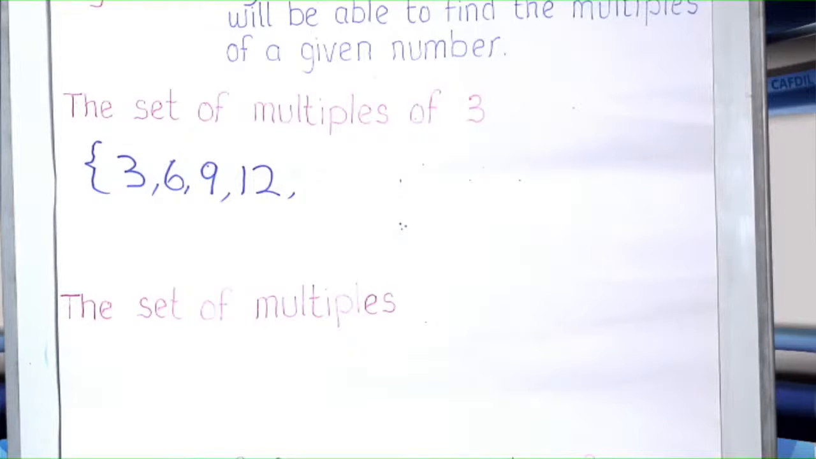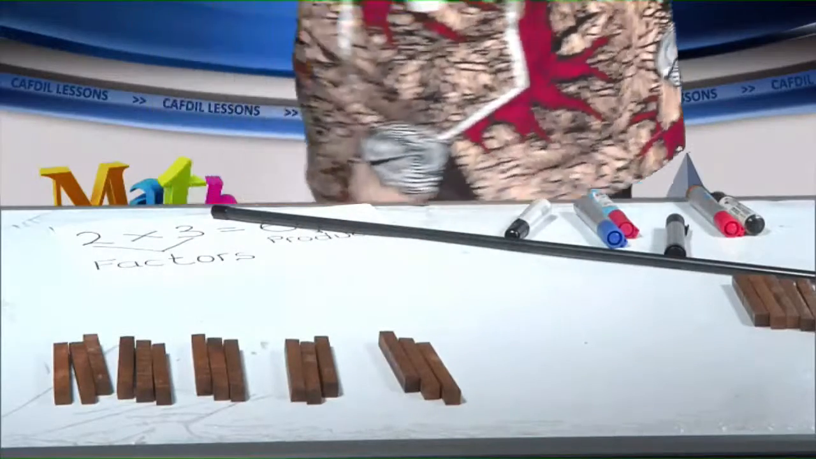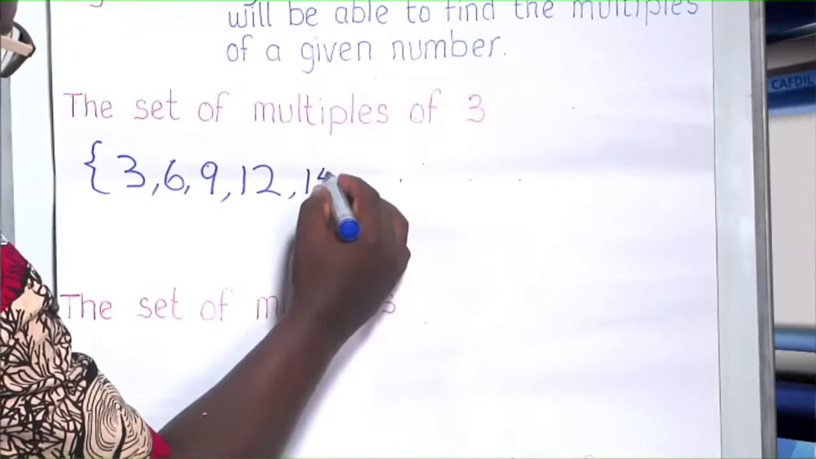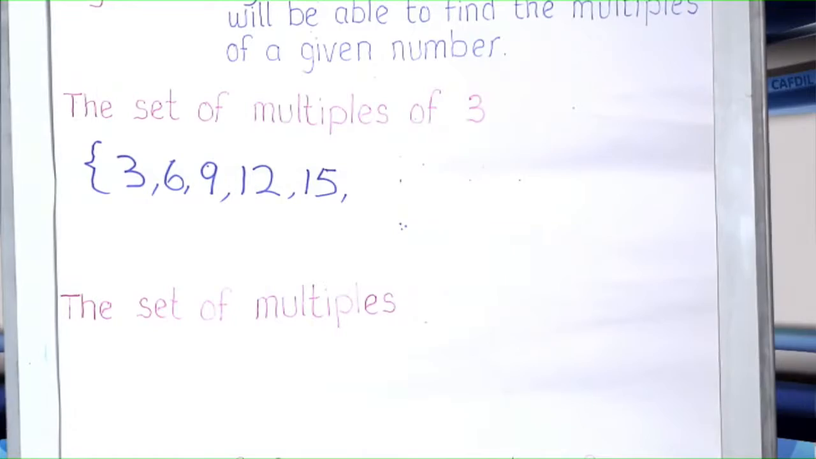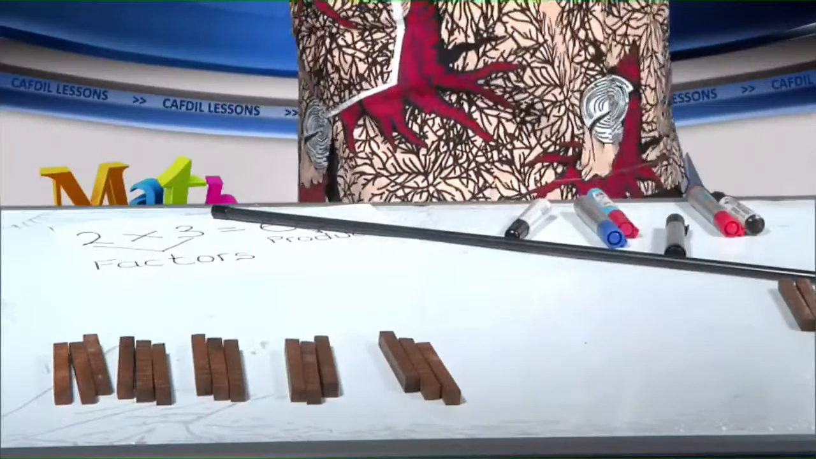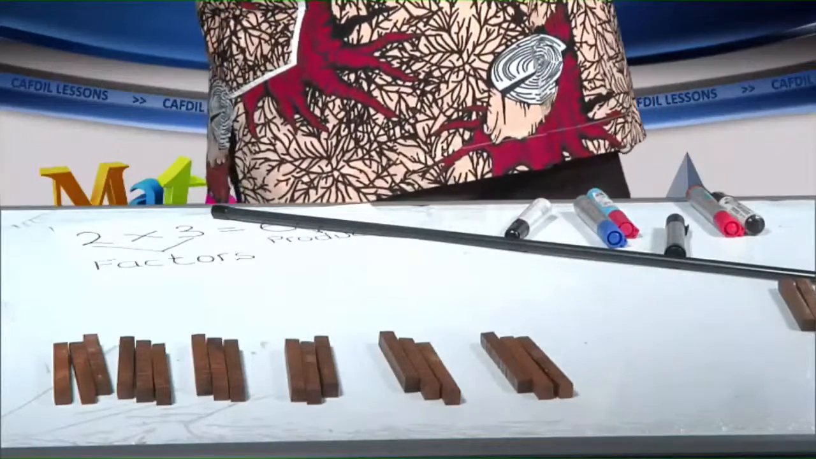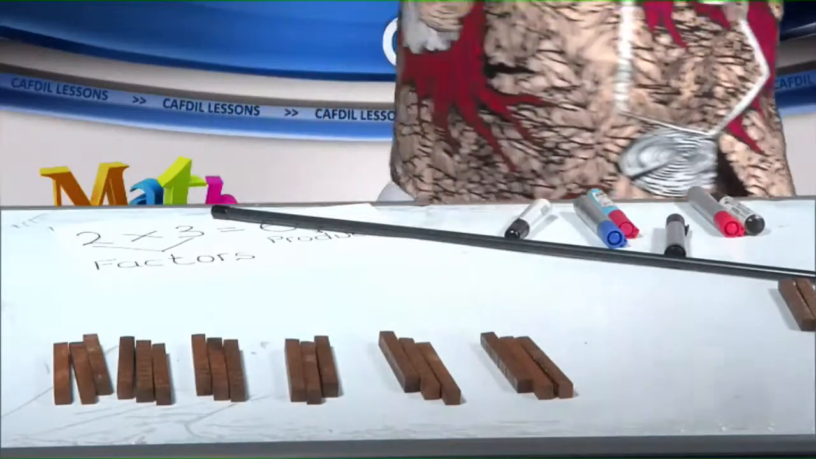Then I want to add another 3 to it. 12. I've added another 3. It becomes what? 15. I want to go again. So 15, I want to add another 3 to the 15. It becomes what? 18. Good.